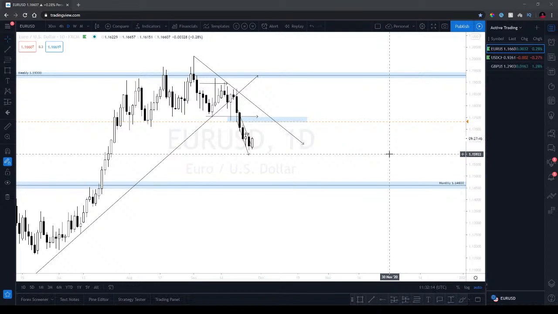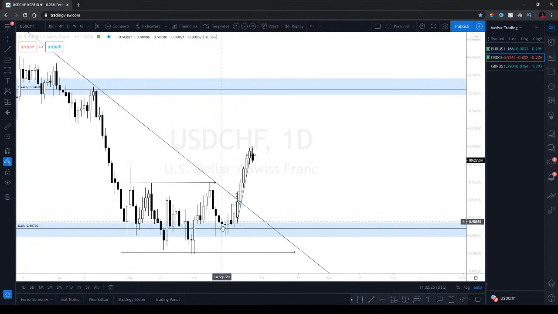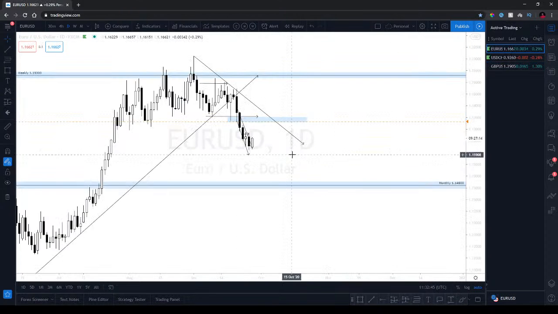So three pairs I'm paying attention to right now are EURUSD, USDCHF, and GBPUSD. We caught some really nice moves last week on USDCHF. We caught a few buys down here, and we caught one buy here. So those are good opportunities. And on GBPUSD, we actually caught this sell coming down. So that's the update from last week.